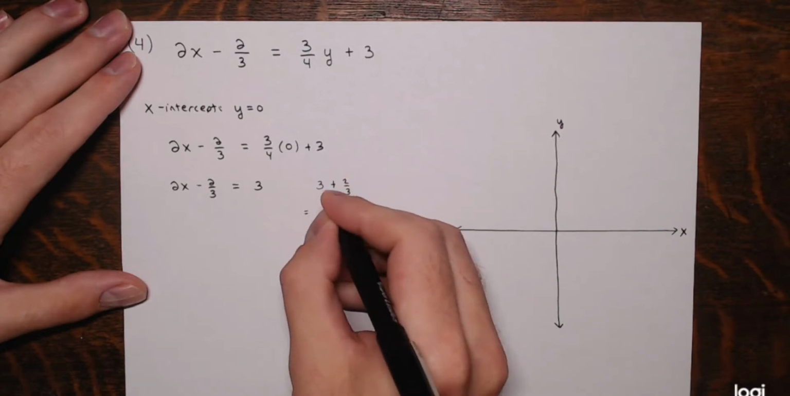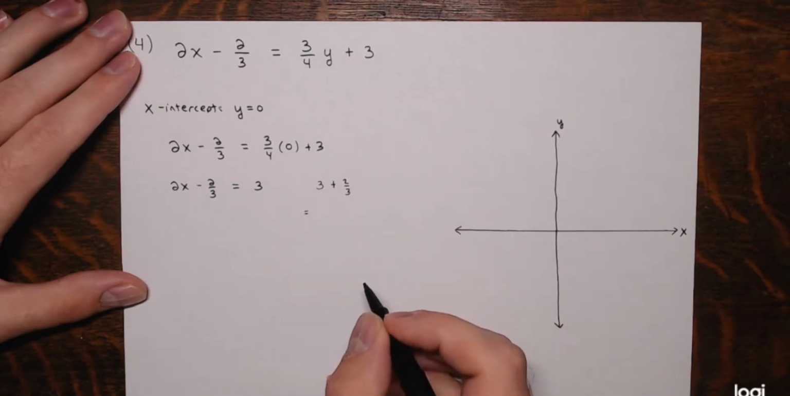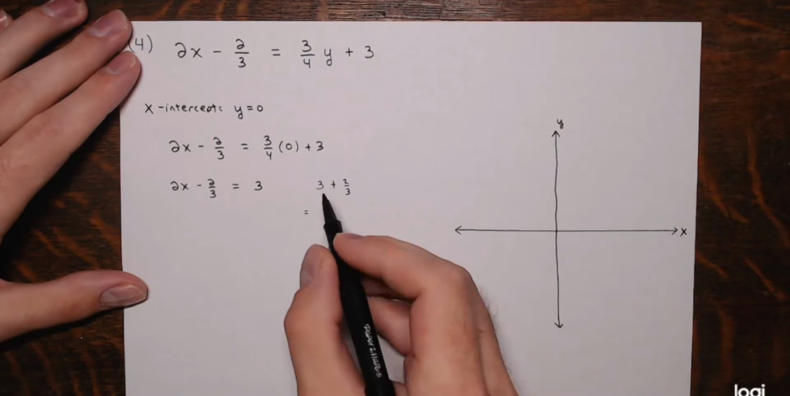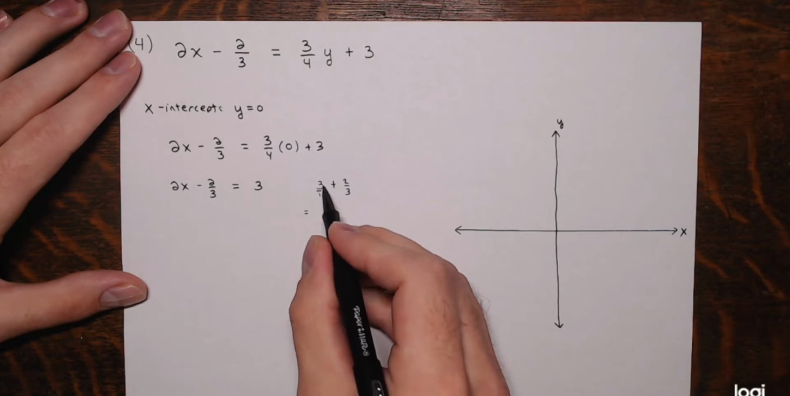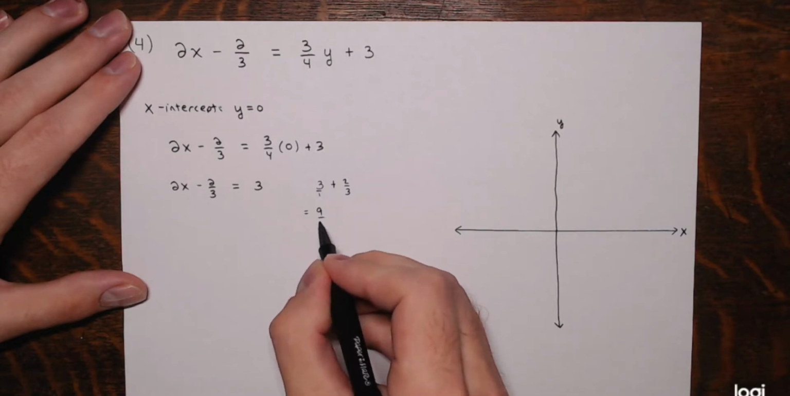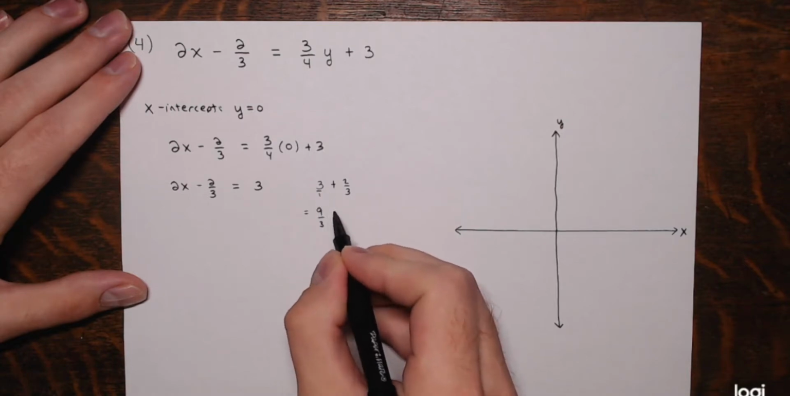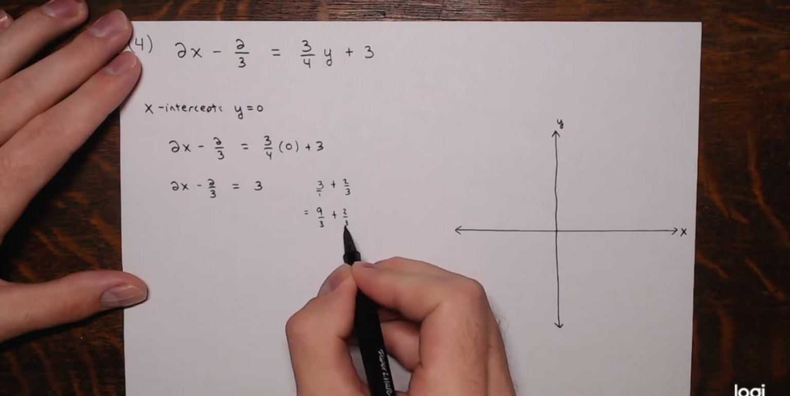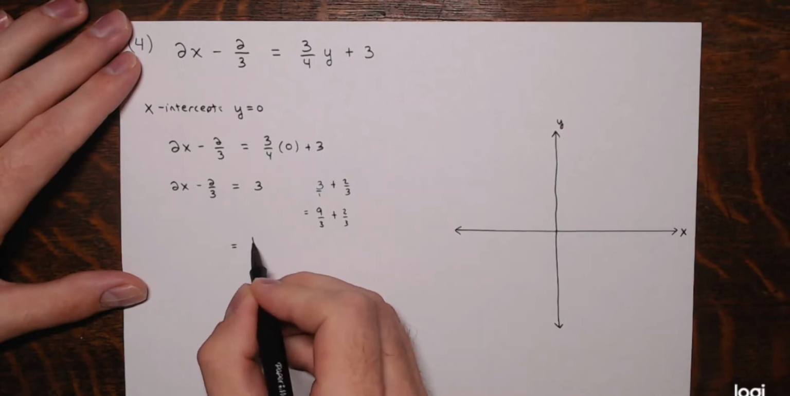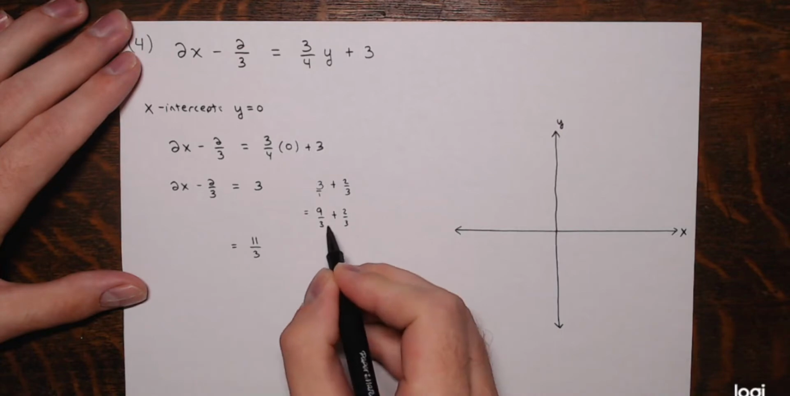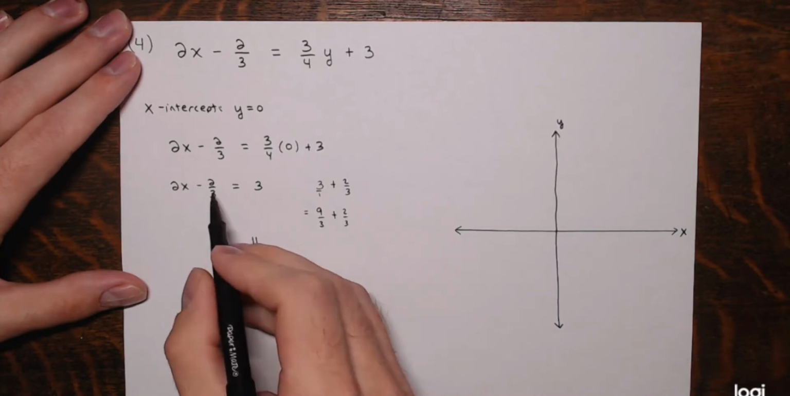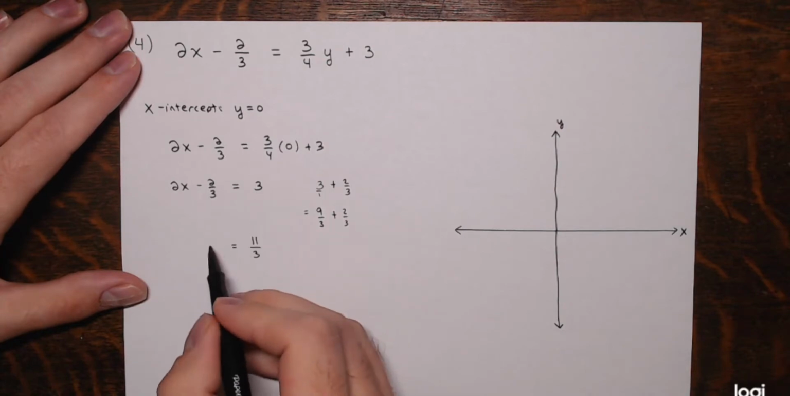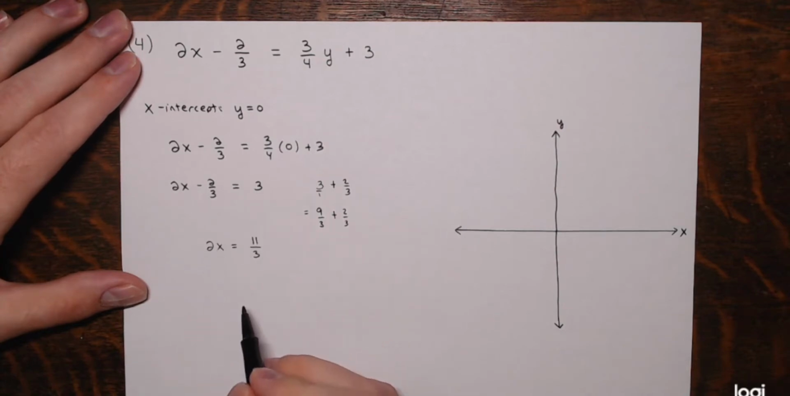Remember, you need a common denominator whenever you add or subtract, right? So this is like 3/1 plus 2/3. I'd multiply this by 3/3 to get 9/3, right? 9 divided by 3 is 3. Plus 2/3, and this would be 11/3. You keep the common denominator and then just combine the numerators. So adding 2/3 gives me 11/3 over here, and I still have 2x on the left.